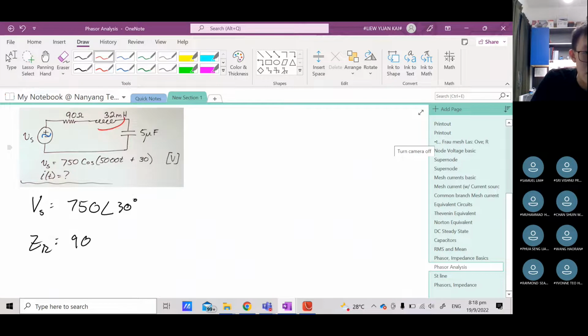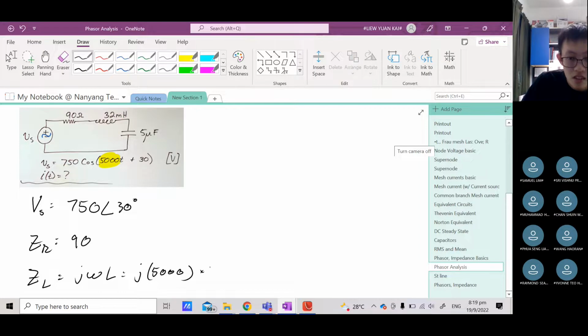Next, we find the impedance of the inductor. So ZL is given by, remember the formula? The formula is J omega L. So J times, now the omega is given by this omega here inside the cosine function. So that is 5,000. So we take 5,000 times, the inductance is 32 millihenries. So we see milli, we need to change it back to normal. So times 32 times 10 to the power negative 3. Okay, so that is J omega L.